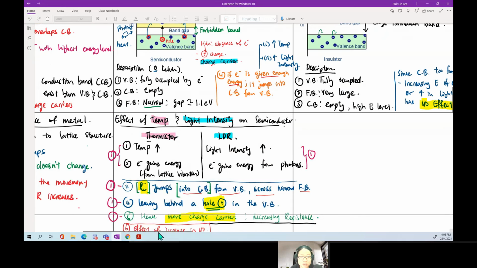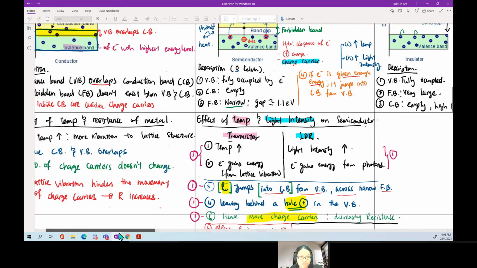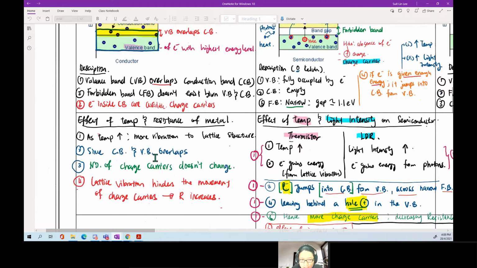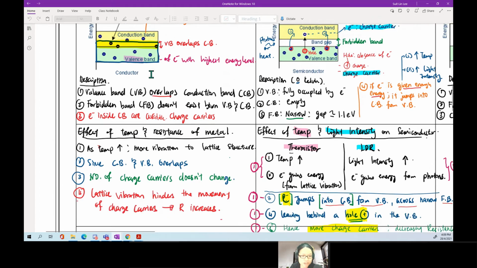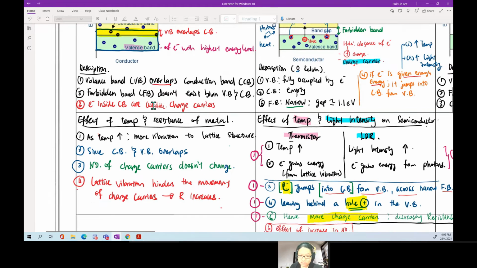This effect is more important than the vibration of the lattice structure. But for a conductor, it's not the case. A conductor already has energetic electrons. The conduction band is already overlapping with the valence band. So the electron is like, I already got enough energy, I don't need more energy. You give me more energy, it has a negative effect. It causes my whole lattice structure to shake and vibrate. Lattice vibration will hinder the movement of the charge carrier, so resistance increases.